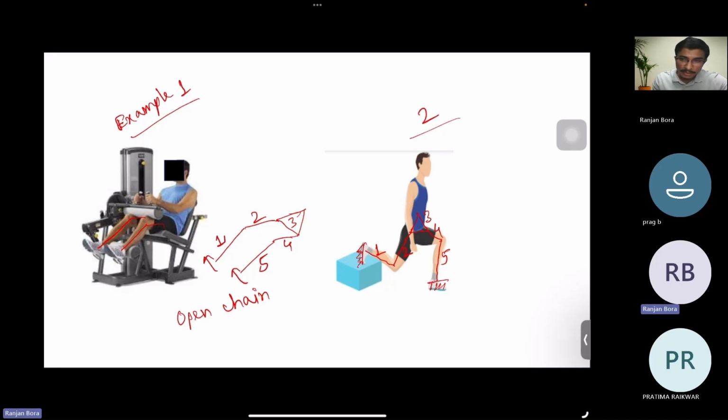If the terminal links are free, feet are moving with respect to the hip joint. Yes, that is true, but we need to see the terminal links only. To find out the open chain or closed chain, we need to look at the terminal links, not at some joint. If the terminal links are free, then it is an open chain. If the terminal links are constrained, then it is a closed chain.